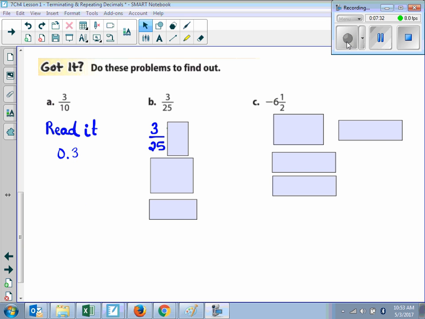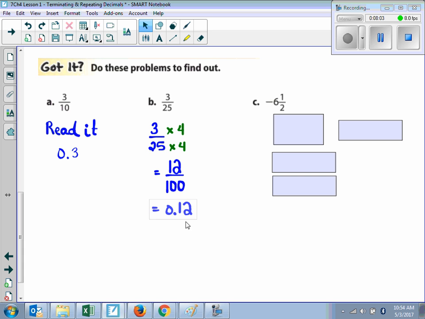For example B, we have 3/25. Now 3/25, we have to change that denominator to 100, right? So we can multiply times 4. Very good, in the numerator and the denominator. So when we do that, we end up with 12 hundredths. We're not going to simplify that. We're going to write it as a decimal. 12 over 100, 12 hundredths is written as 0.12. Very good.